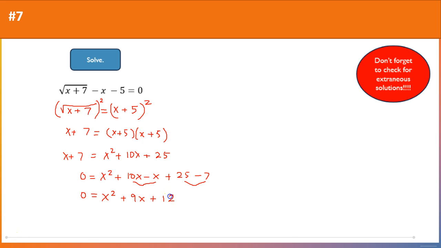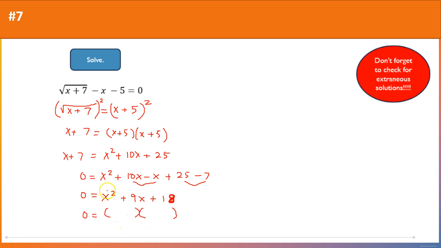Okay, let me make a correction there. This is not 12, but 18. My mistake, 18. Okay, so we get 0 equals a polynomial that we can factor out.